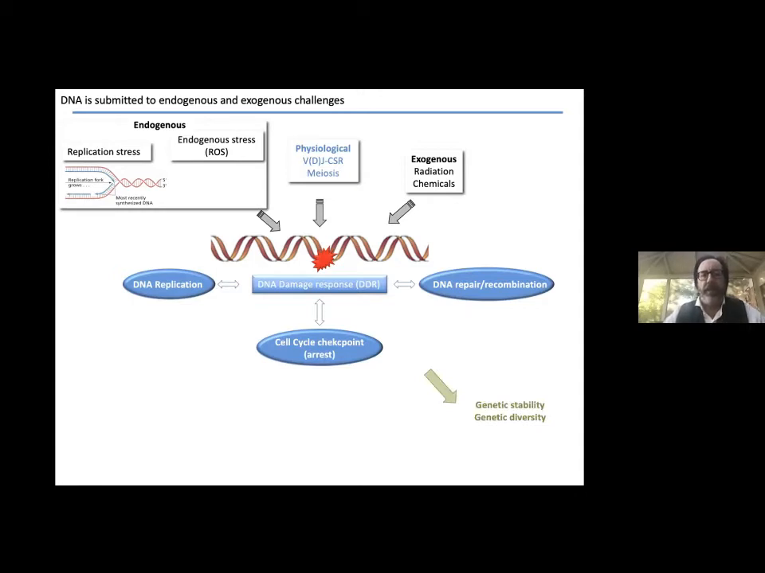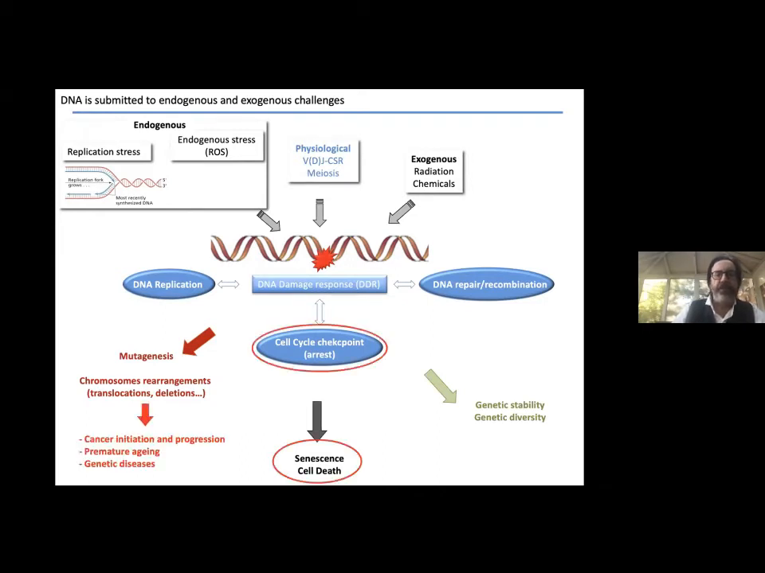In other words, the cells are arrested in their progression through the cell cycle, and this gives time to the repair machinery to fix the problem on the DNA. Or if there is too much damage, the cells engage senescence or cell death to avoid the proliferation of damaged cells. But if this doesn't work, then you have chromosome rearrangement, mutagenesis, and cancer predisposition. So does sepiolite generate a cell cycle checkpoint defect, senescence, and cell death?